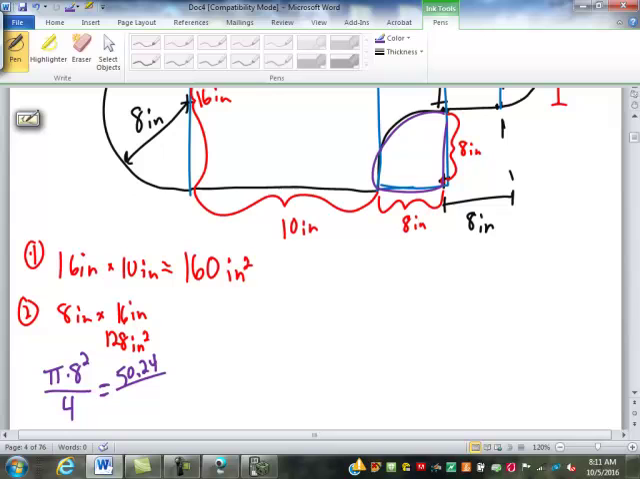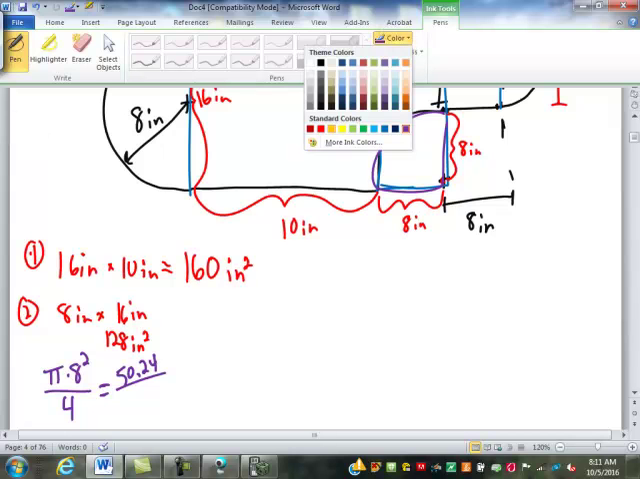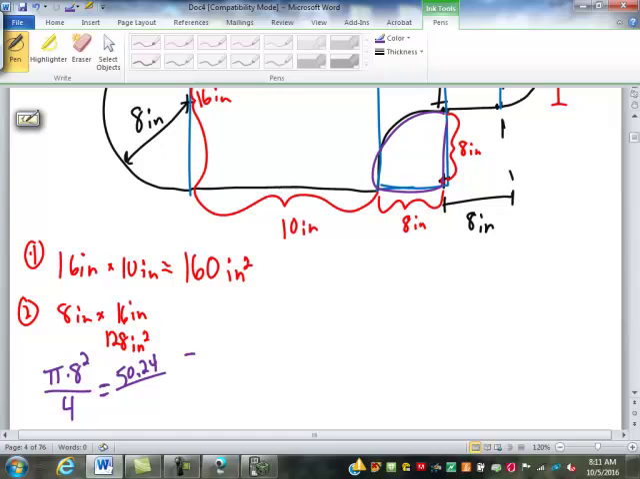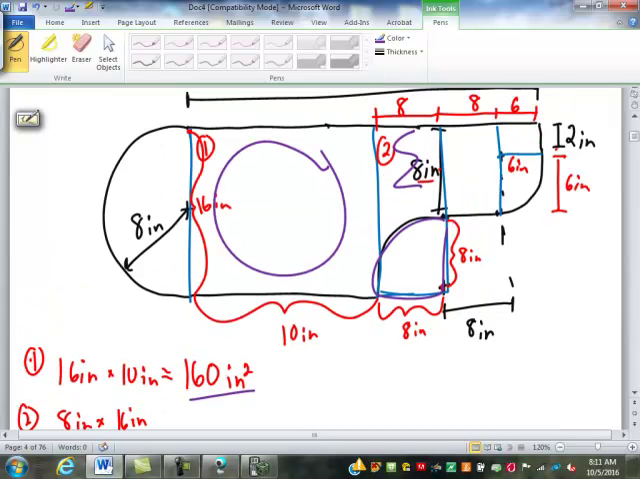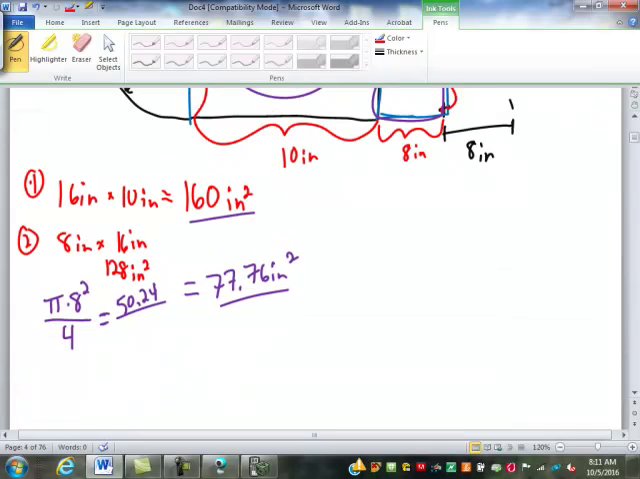So I subtract that from my 128, gives me 77.76 inches squared. So I have those two pieces so far. So that's this piece and this piece. This next one here, piece 3, is pretty simple. That is 8 by 8. 64 inches squared.